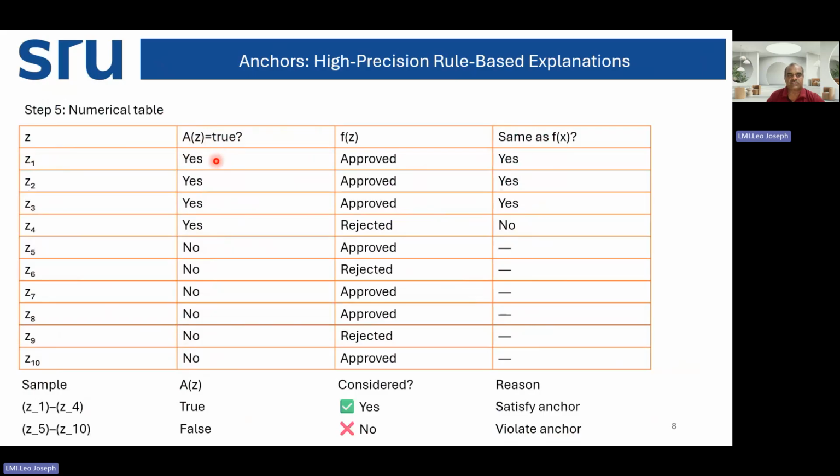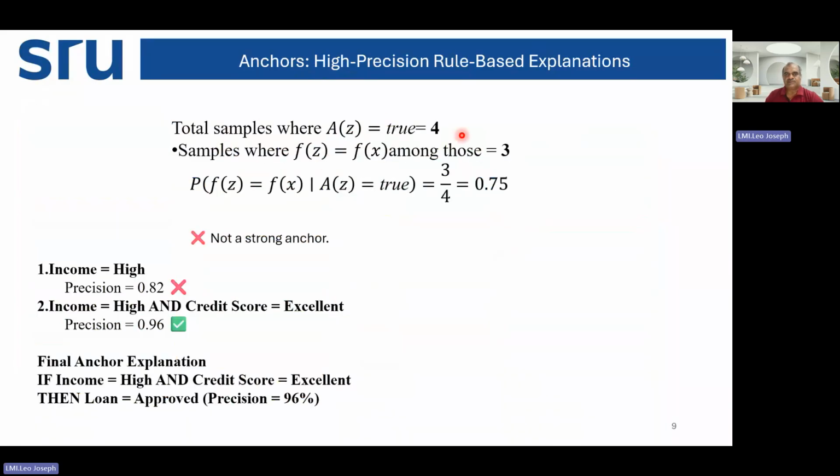Now you calculate all these things. How many samples? 4 samples. Out of these, 3 samples are satisfied and 1 sample is not satisfied. Out of 4 samples, true is equal to 4, and f of z equals f of x is equal to 3. So this condition is nothing but 3 divided by 4 probability, so 0.75. According to the initial concept, it should cross 0.95. The default threshold value should be 0.95 to validate the anchor. But here I am getting only 0.75, so it is not a strong anchor.